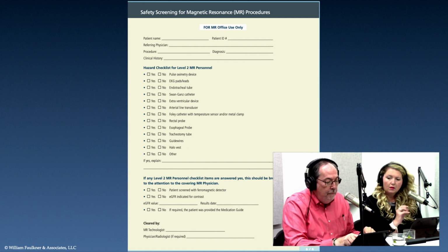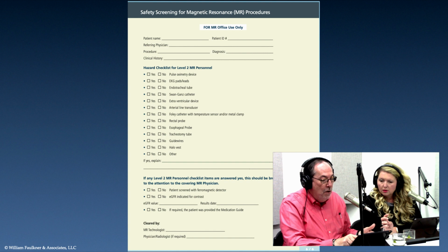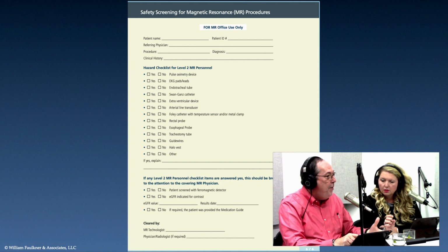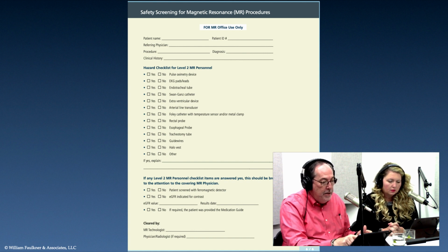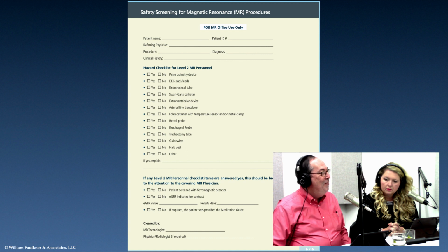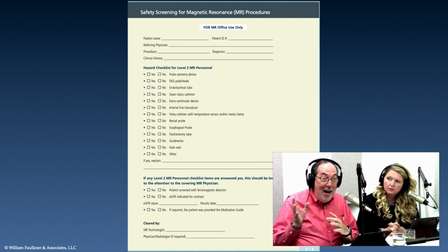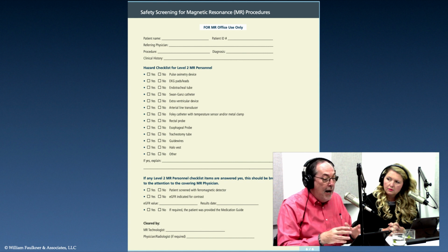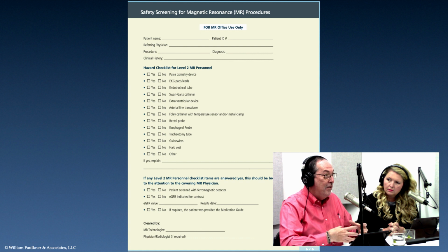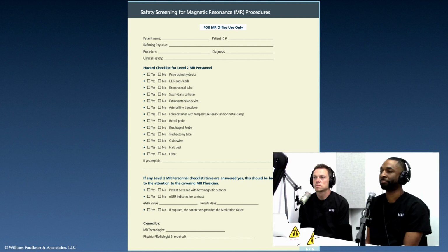Just guessing. And then there's an eGFR indicator for contrast, and that would be dependent on the policies of the MD. And then cleared by the technologist and the radiologist, assuming radiologist clearance is provided. I like the addition of this checklist. Yeah. Because I think now you've got a screening form that is well organized. And I do like that last page, especially.